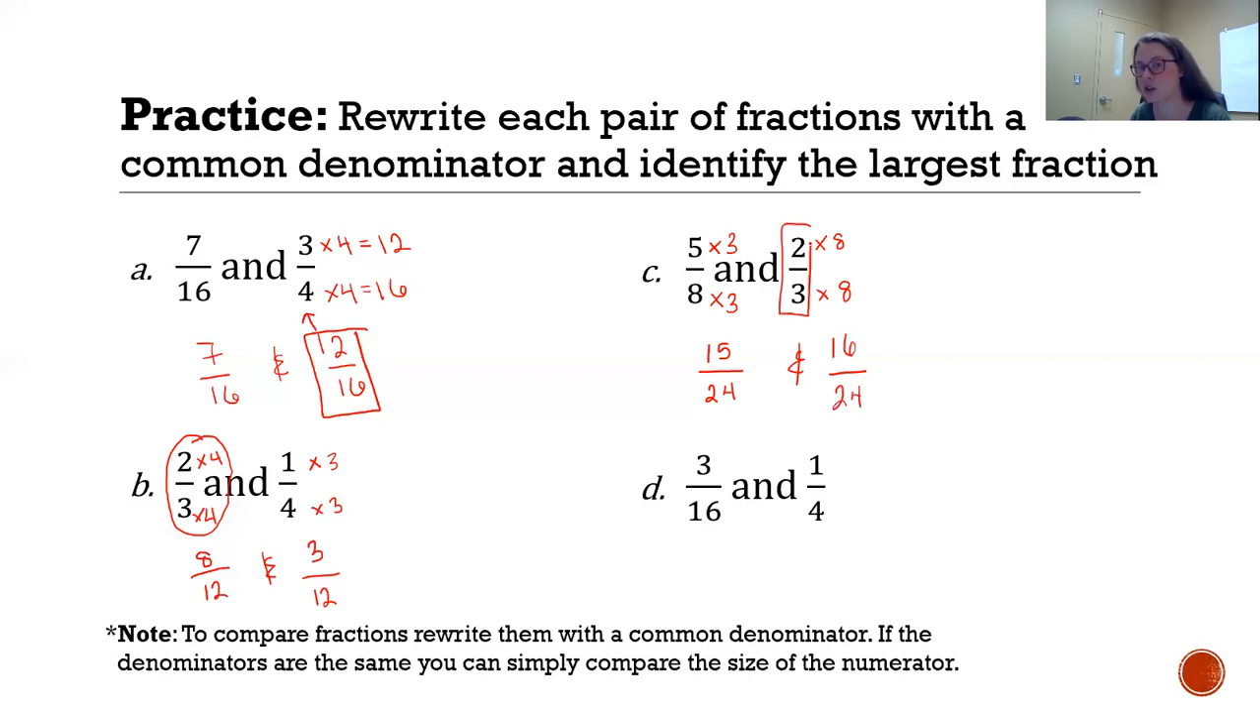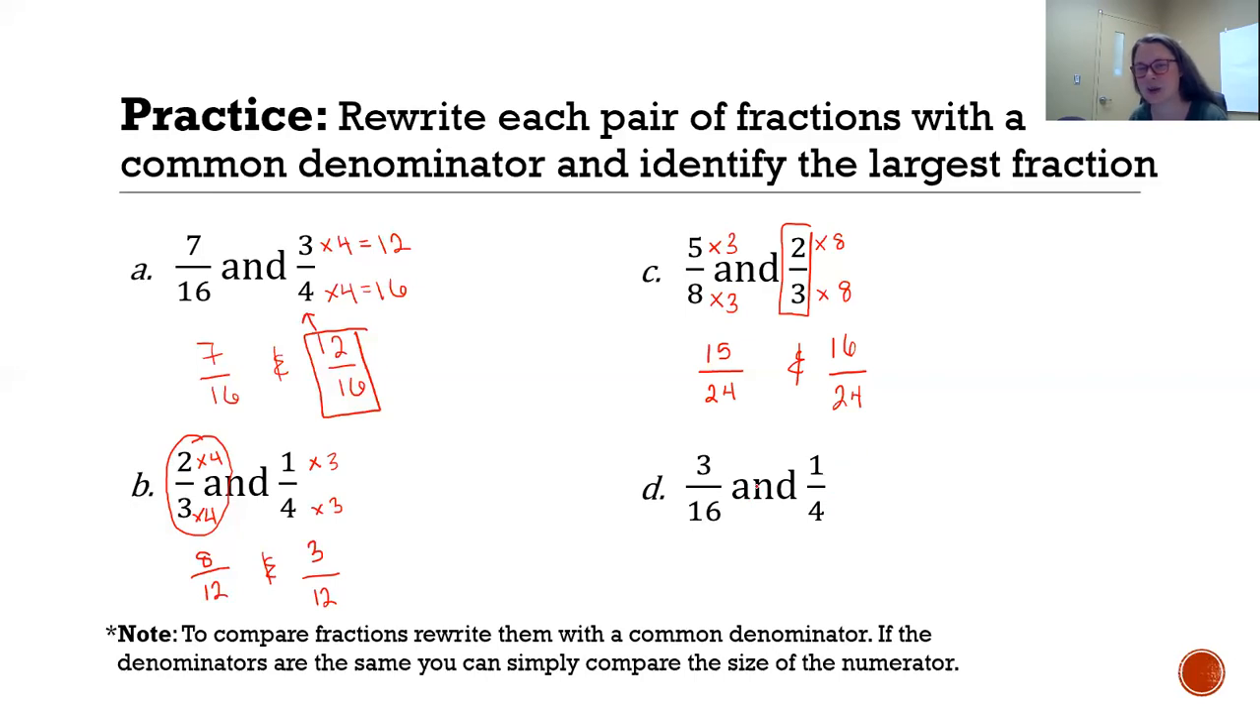2/3 is the largest fraction. There's not a very big difference, but 2/3 is slightly larger than 5/8 because it's equal to 16/24 instead of 15/24. For the very last question, this takes us back to the beginning.